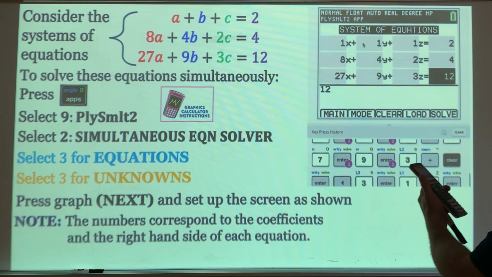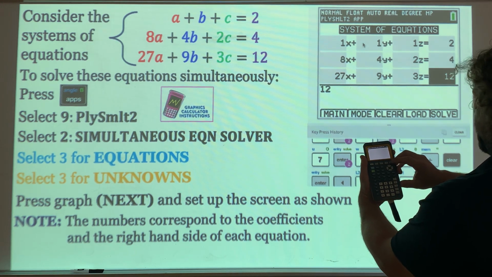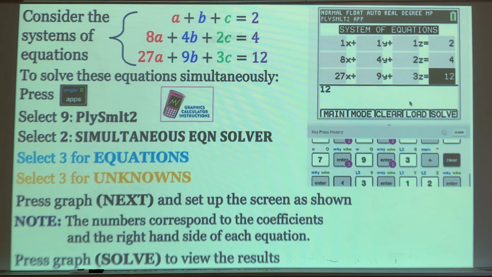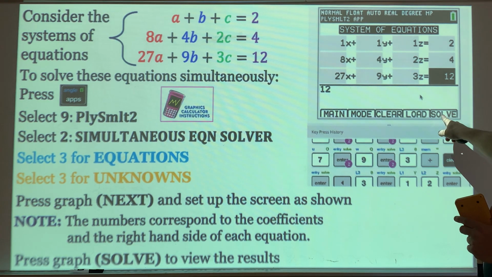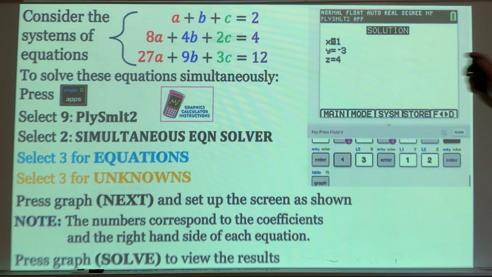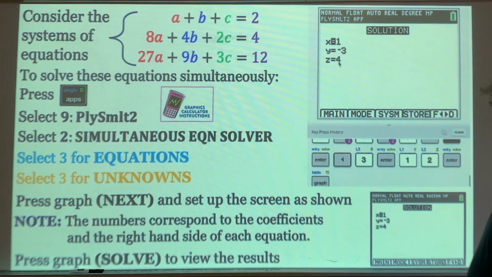And then after I press 12, I am going to hit the solve button. The solve button is right here. It's the graph button. So when you hit solve, it'll tell you your results. Notice the solve button is right here. All this stuff matches that stuff. When I hit solve, you get a solution. Now this solution tells us x equals 1, y equals -3, and z equals 4.